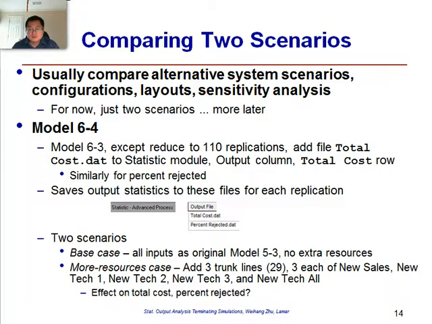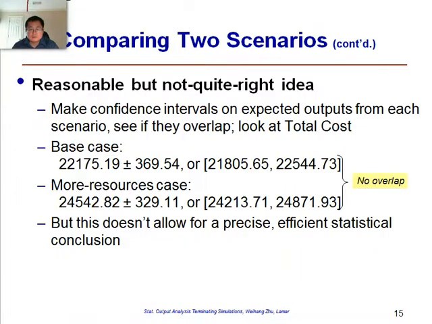We have two scenarios, the base case and the more resources case, similar to what we discussed in Model 5-3. Remember, we need to rename the .dat files to another name after each case. Otherwise, the files will be overwritten each time the simulation runs. The Crystal Reports provide the confidence intervals for the two cases. There is no overlap, so it seems that the more resources case is more expensive.